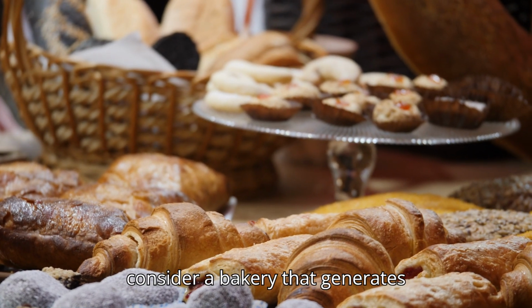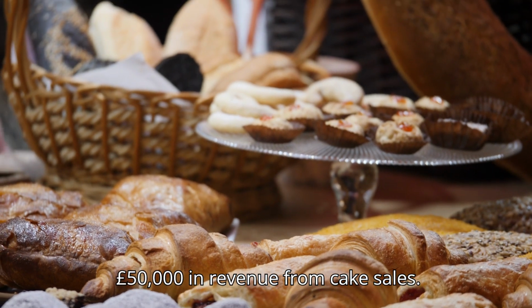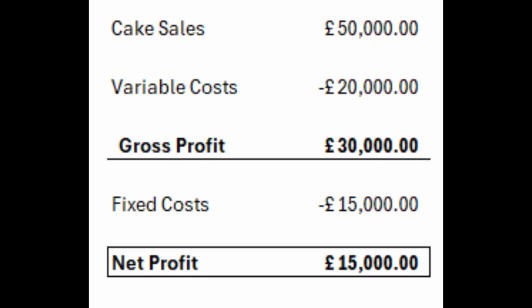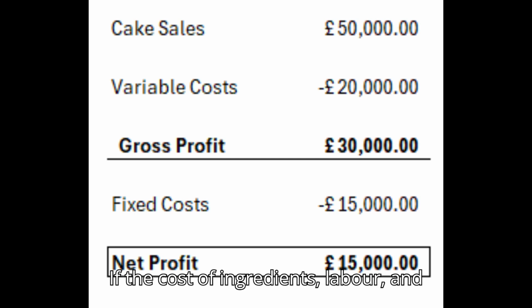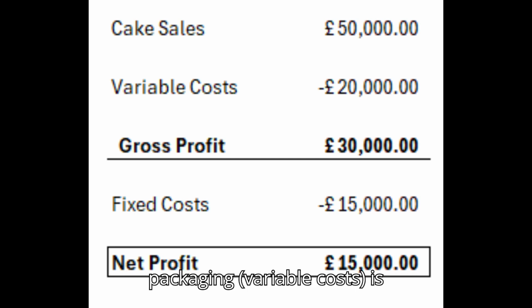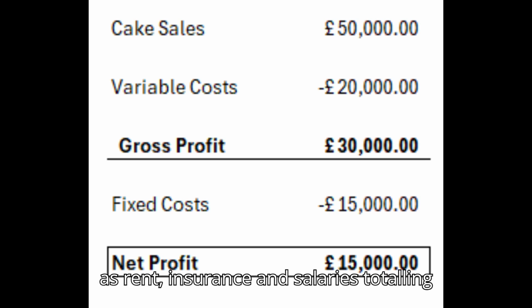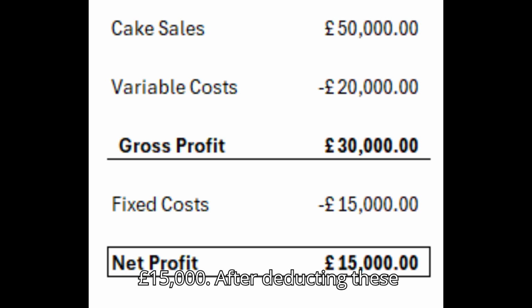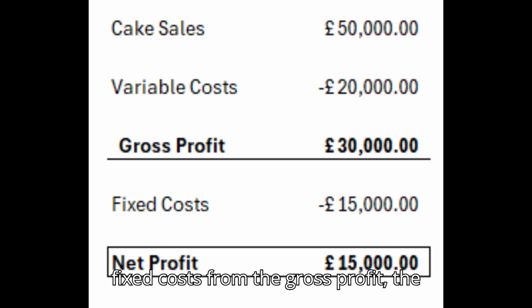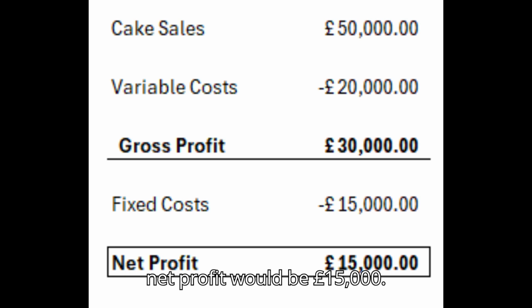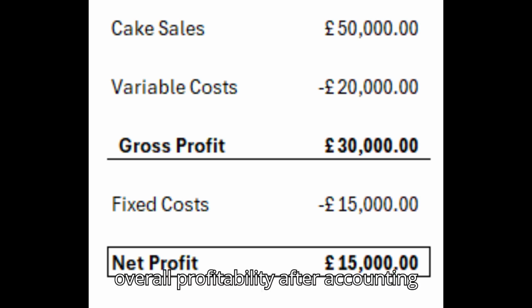For example, consider a bakery that generates £50,000 in revenue from cake sales. If the cost of ingredients, labor, and packaging, variable costs, is £20,000, the bakery's gross profit would be £30,000. However, the bakery also needs to pay fixed costs such as rent, insurance, and salaries totaling £15,000. After deducting these fixed costs from the gross profit, the net profit would be £15,000. This net profit indicates the bakery's overall profitability after accounting for all costs.